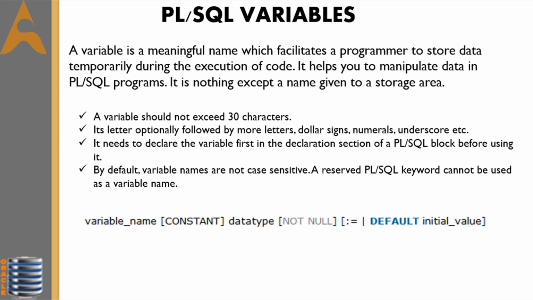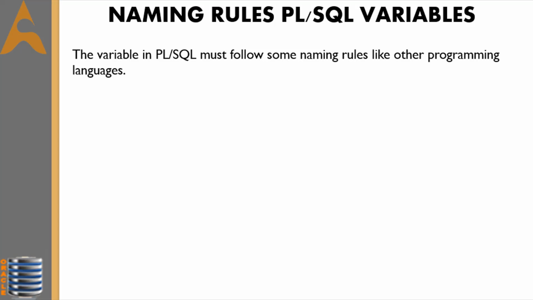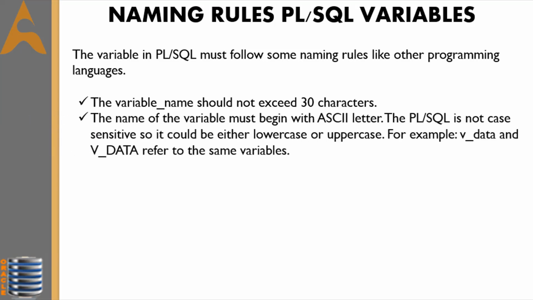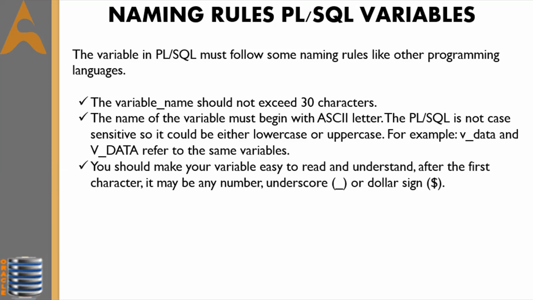Now let's see some naming conventions and rules in PL/SQL. A variable in PL/SQL must follow some naming rules like other programming languages. The variable name should not exceed 30 characters. The name of the variable must begin with an ASCII letter. PL/SQL is not case sensitive, so it could be either lowercase or uppercase. You should make your variable easy to read and understand. After the first character, it may be any number, underscore or $ sign. And NOT NULL is an optional specification on the variable.